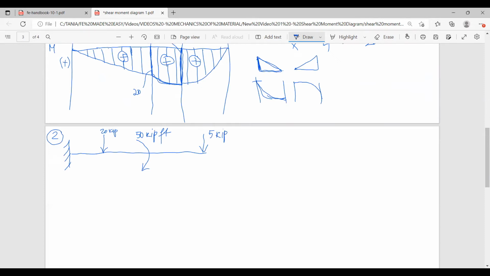Okay, and in here, I'm gonna add my reaction, VA, that we have to calculate. I will add the moment, MA, we have to calculate as well. And I will also add the horizontal reaction, which is HA, and I will add it as equal to 0 because we don't have any horizontal loads.